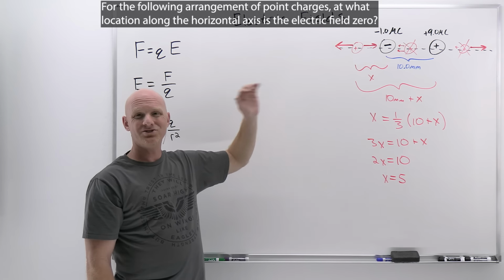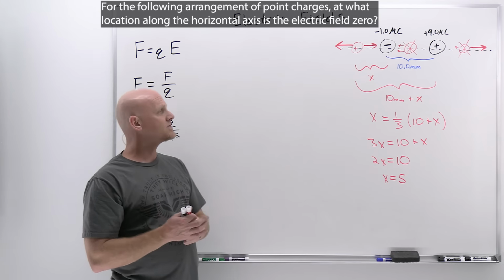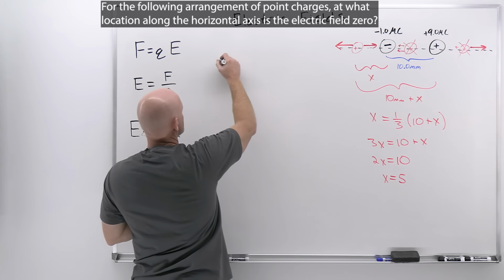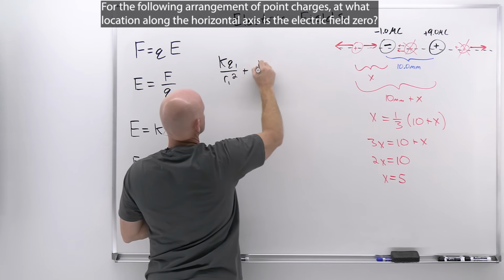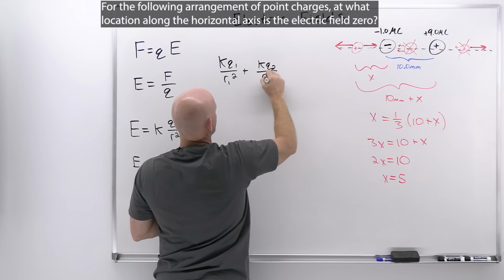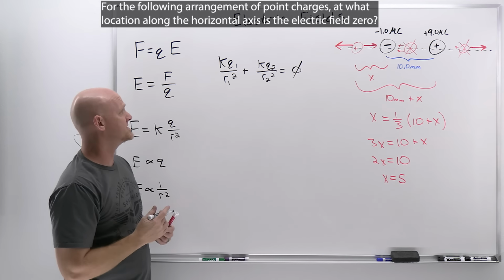Now, if the numbers weren't nice, you could still kind of ballpark this in your head, and that way when you calculate the answer, it might make sense. But how would you actually go about solving this? Well, what you'd ultimately do is you'd say kq1 over r1 squared plus kq2 over r2 squared. It's going to add up to 0. This is what you'd ultimately do.